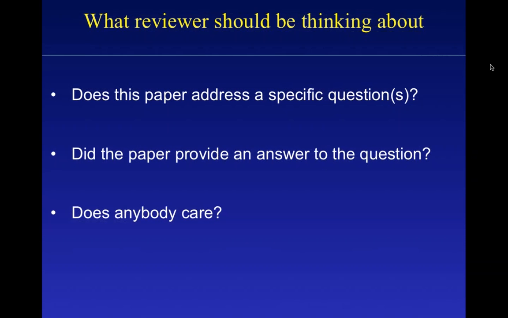In the case of a review article, it's obviously a little bit different, but there too the question should be something like, what is the nature of this process? What does the literature say about it? And so on. What do we need to know in the future? Second, did the paper provide an answer to the question? Obviously, if you can't figure out what the question is, it's very hard to know if they answered it. Any good paper should not only provide a question, but should also answer it.